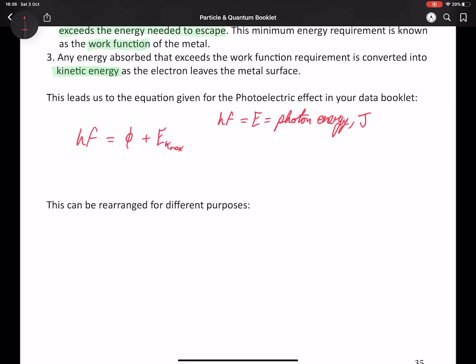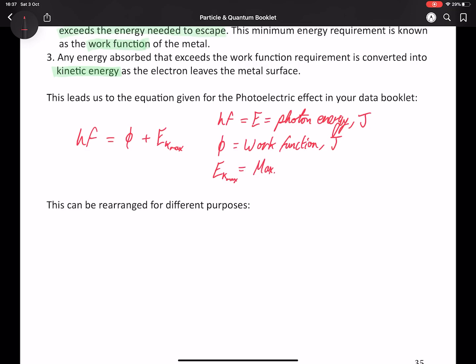We then get phi, which is, as we said, the work function, the amount of energy needed to escape the surface. So as it's energy, it'll be in joules. And finally, Ek max. Now this is the kinetic energy, the leftover energy from the photon using up energy to break the work function and free the electron.